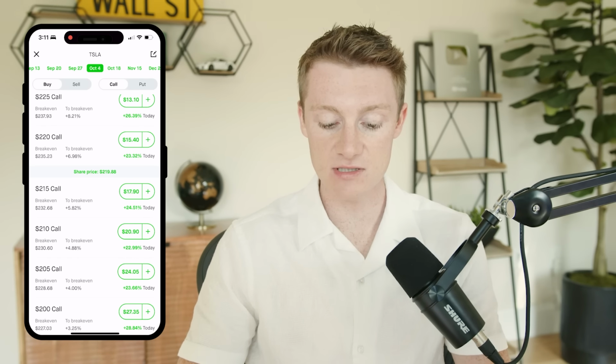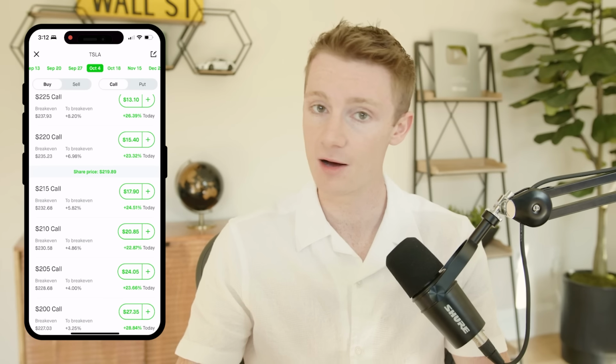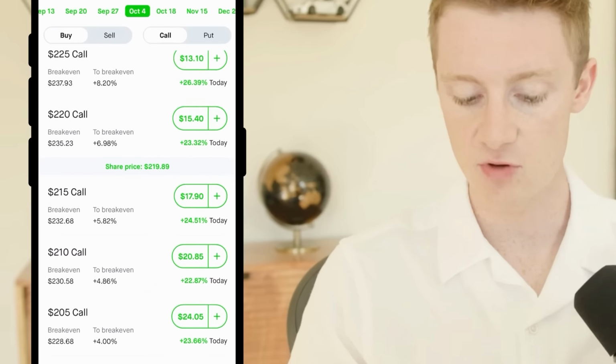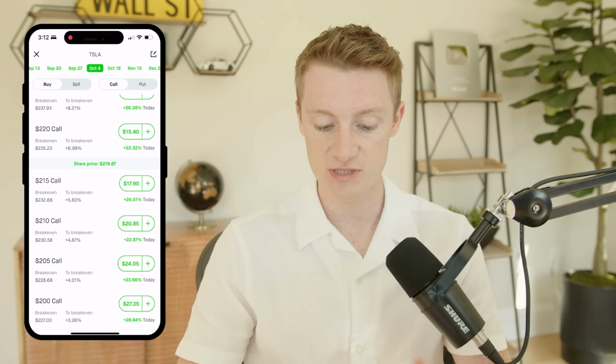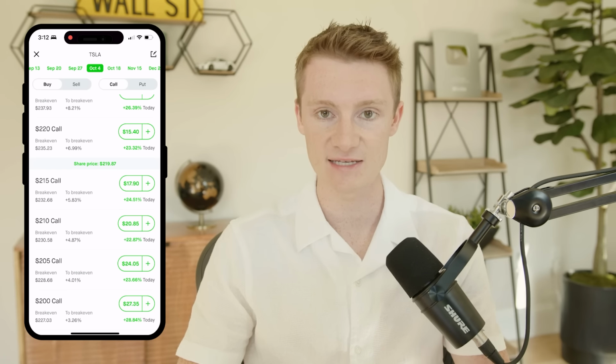And then you could decide, obviously, whether you want to buy a call or whether you want to buy a put. Now, a call, you're just betting on the direction of that stock to go up, whereas a put, you're betting on the direction of that stock to go down. Really, options is not that complicated. Now, you can see we've got our share price, which is the current share price of Tesla at $219.87.